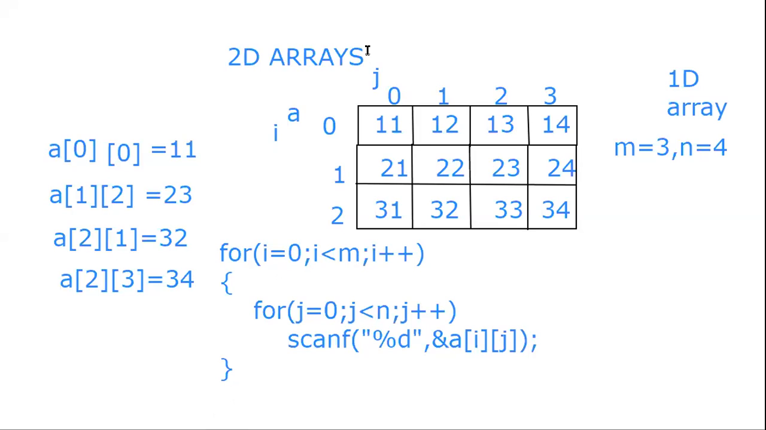Now tell me how many elements are there in this 2D array? Anyone? 12, ma'am. 12. How do we get that? Number of rows into columns. Very good. So number of rows into columns will tell us the number of elements, right? So if 3 is the number of rows and 4 is the number of columns, multiply them, we will get the number of elements.